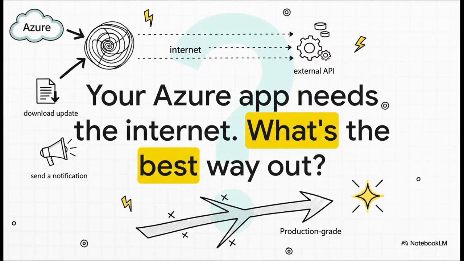So this is the core question, isn't it? Your application needs to hit an external API. Maybe it needs to download an update or send out a notification. It has to have an outbound connection. The thing is, Azure gives you a bunch of ways to do this, and they are definitely not all created equal. Picking the right one is absolutely crucial if you're building a real production-grade application.